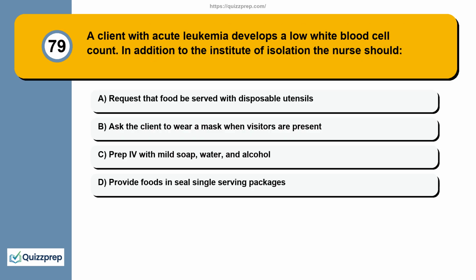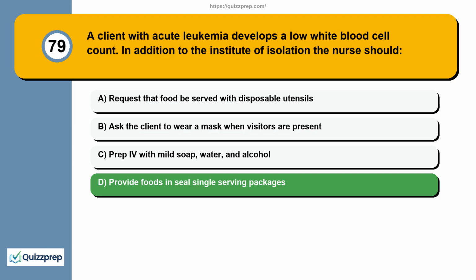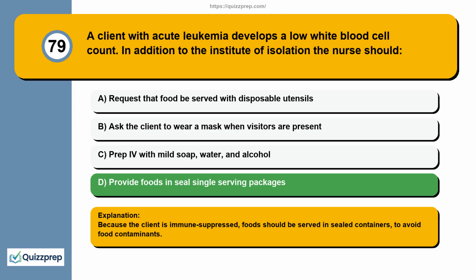Question 79. A client with acute leukemia develops a low white blood cell count. In addition to the institution of isolation, the nurse should request that food be served with disposable utensils. Ask the client to wear a mask when visitors are present. Perform perineal care with mild soap, water, and alcohol. Provide foods in sealed single serving packages. Because the client is immune suppressed, foods should be served in sealed containers to avoid food contaminants.